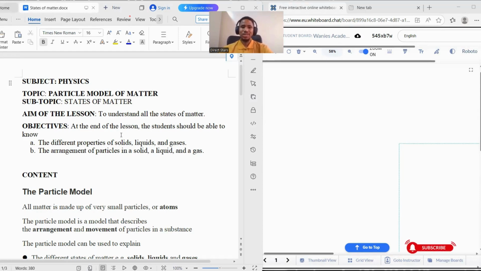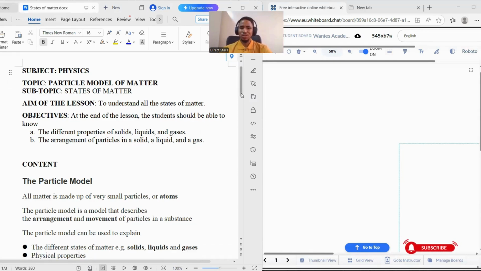Objective of today's lesson: at the end of the lesson, you should be able to know the different properties of solids, liquids, and gases, and the arrangement of particles in a solid, a liquid, and a gas. So let's move to states of matter.